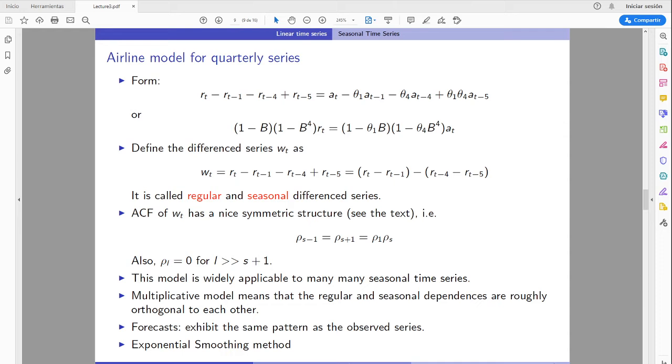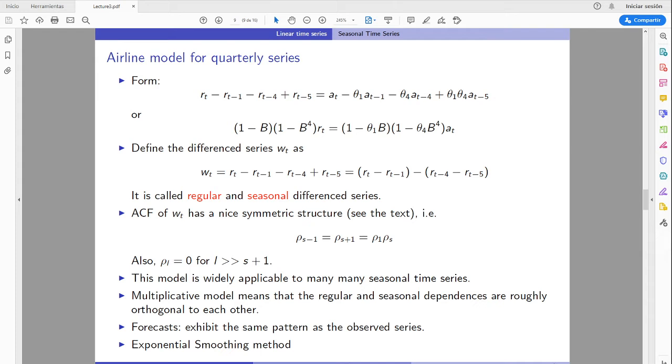This is the corresponding difference series, W_t. These were called the regular and seasonal difference series. The autocorrelation function of W_t has a really nice symmetric structure, which is this here: rho_{s-1} equals rho_{s+1} equals rho_1 times rho_s. This is fantastic. Also, if the lag L is much larger than s plus 1, the autocorrelation function tends to zero very quickly.